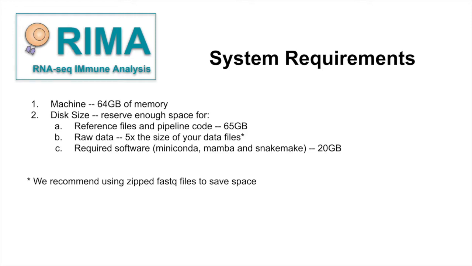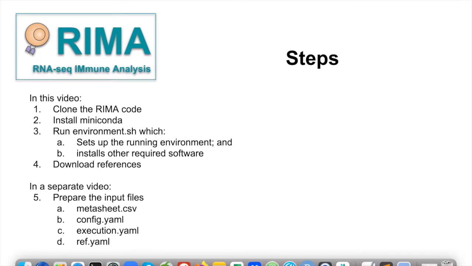Your disk should have enough storage for the RIMA reference files and code, your raw data, and additional required software. For raw data, a good rule of thumb is to reserve 5 times the size of your data files. To save space, it is recommended that you use zipped versions of your FASTQ files.